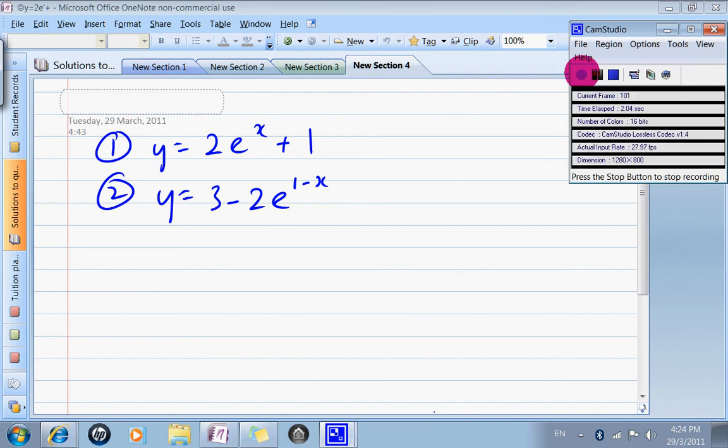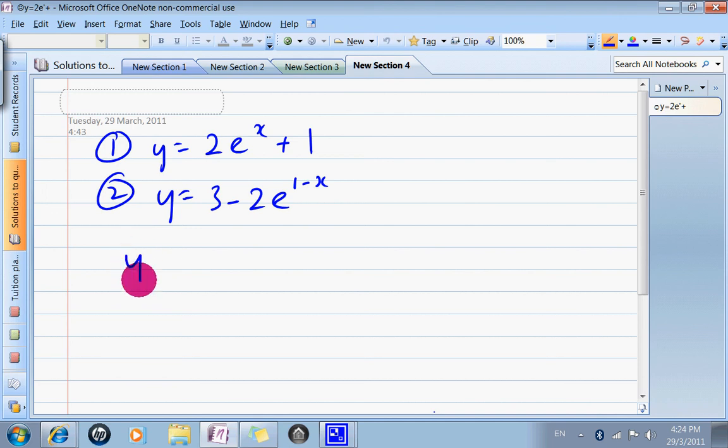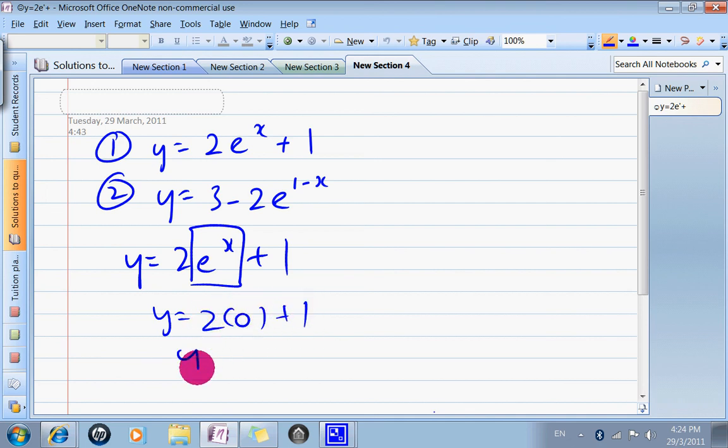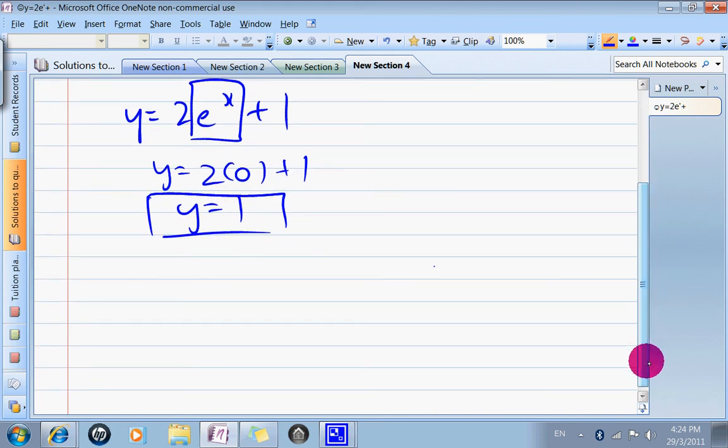Okay, in this video we're going to sketch exponential graphs. So I'm going to sketch two graphs for example. The first one is y equals 2e^x plus 1. First you must find the asymptote. The asymptote is where this exponential part cannot be 0. So therefore y cannot be 2 times 0 plus 1, so y cannot be 1. This is the asymptote.